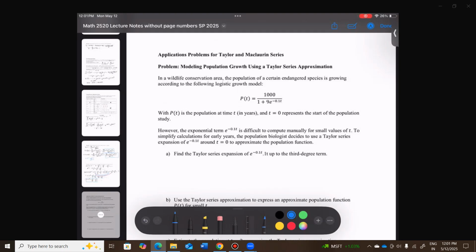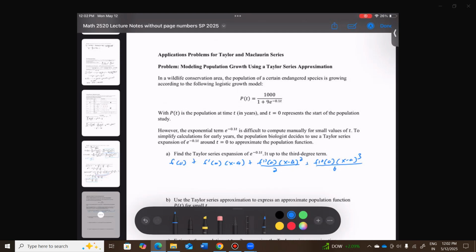Right, so we'll find the expansion series for e to the negative 0.1 t. Okay, so remember for the Taylor series, it's f of a plus f prime of a times x minus a over 1 factorial, plus f double prime of a times x minus a squared over 2 factorial, which is 2, plus f triple prime of a times x minus a cubed over 3 factorial, which is 6.